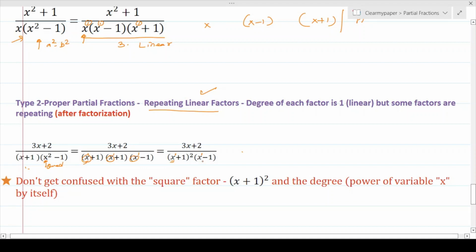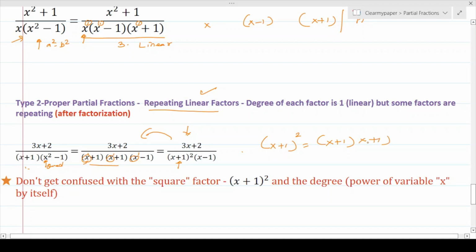And since these two terms are repeating, let's say the given problem to you was like this. You can easily see that the first factor is repeating. But still, after you expand that into this format, it still gets broken down into two linear factors: x plus 1 the whole squared is equal to x plus 1 into x plus 1.